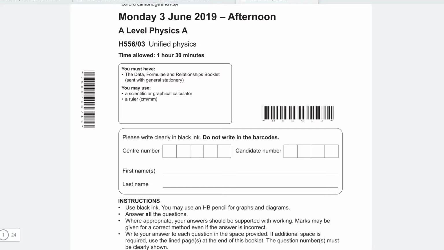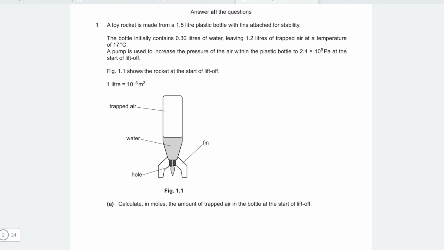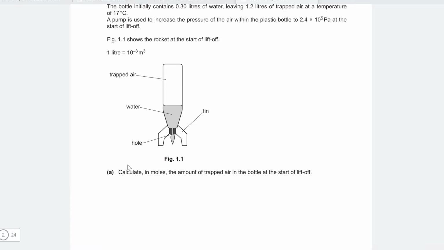Okay, well, let's have a look at question 1, which is all about a rocket. Really interesting. We have a toy rocket which is made from a 1.5 liter plastic bottle, and we have some fins for stability. Really cool. Initially it contains 0.3 liters of water, and that leaves 1.2 liters of trapped air at a temperature of 70 degrees. A pump is used to increase the pressure within the plastic bottle to 2.4 times 10 to the power of 5 pascals at the start of liftoff. And we have a diagram of this cool contraption over here.